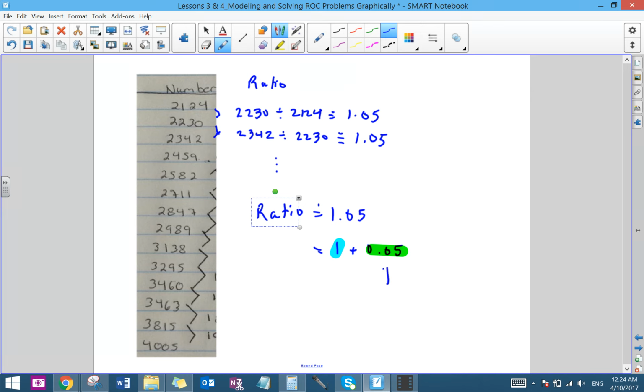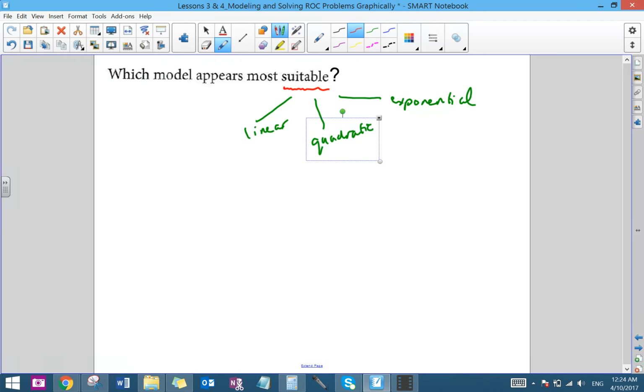So that would be a 5% growth rate. With a percentage rate of growth or decay, by definition, we're talking about an exponential relationship. So it has to be exponential. If we go back in here, we are now deciding that this is the relationship of choice, the reason being that there is a common ratio of 1.05. Thus, the relationship is exponential.